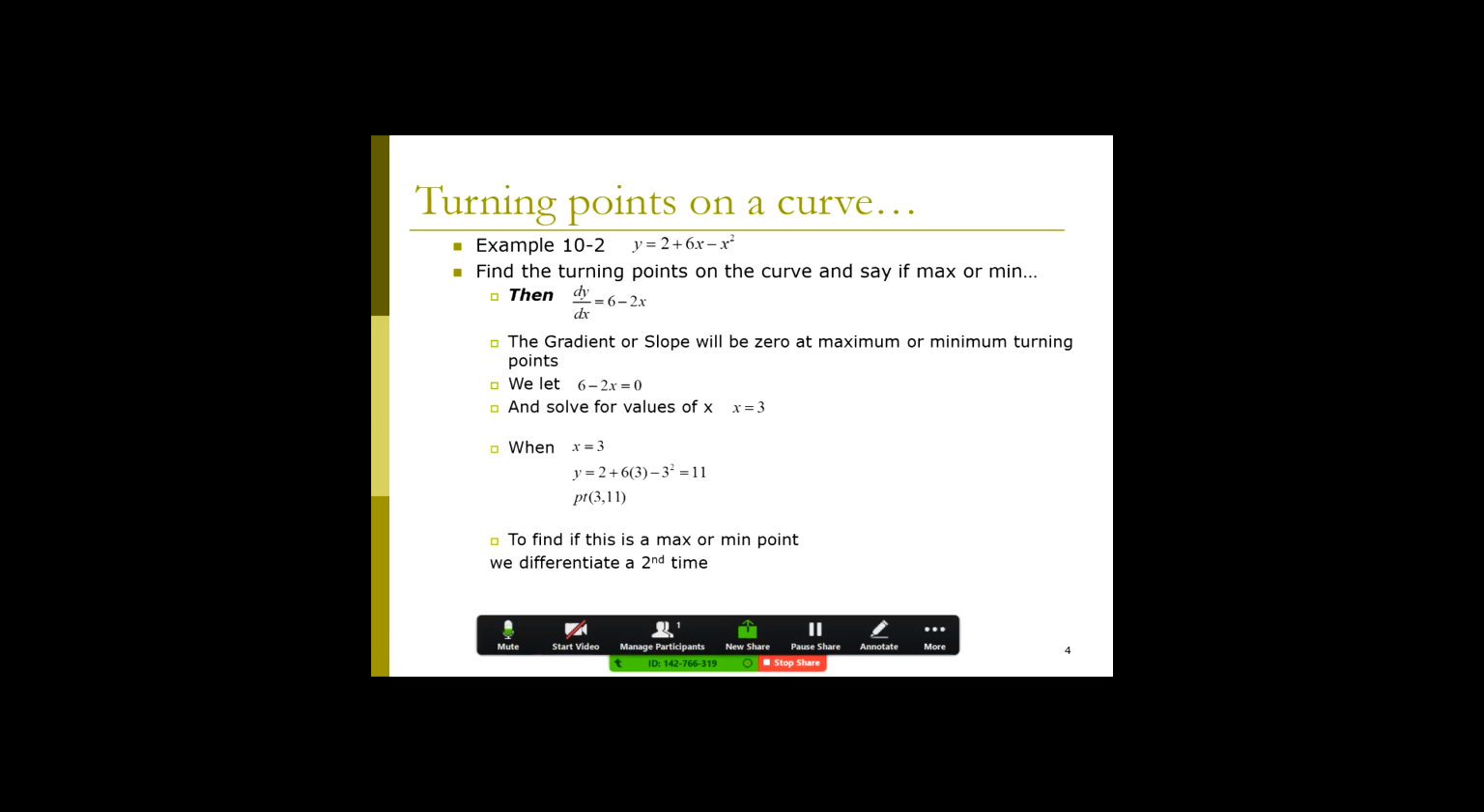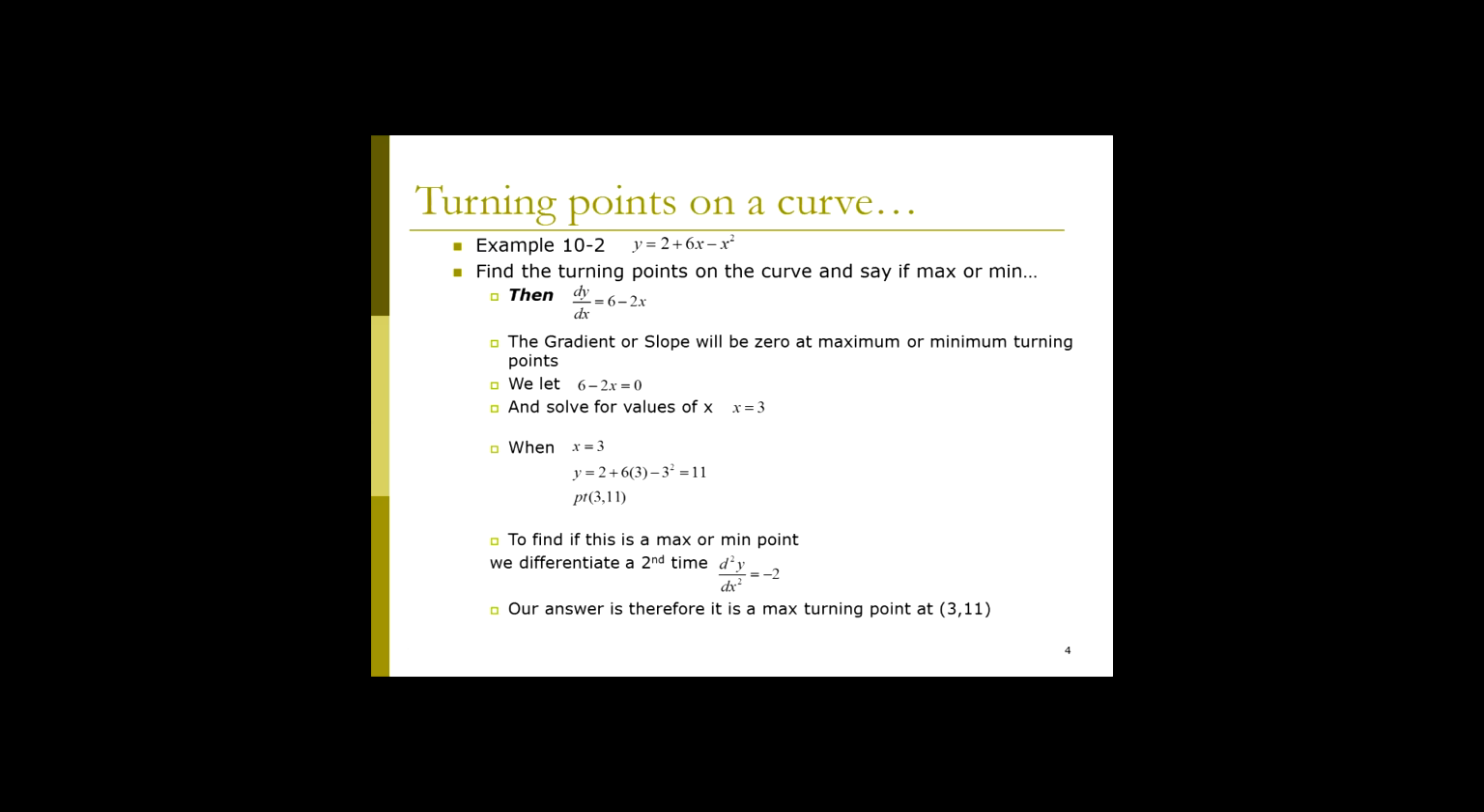Now here's a trick. To find if this is a maximum or minimum turning point, we differentiate a second time. So we differentiate 6 minus 2x again, and we get minus 2. A negative result means we're at a maximum turning point. A positive result would have meant we were at a minimum. So because minus 2 is negative, we know that it's a maximum turning point at x equals 3, y equals 11. Again, if we had plotted the original formula, we could determine that from the graph.